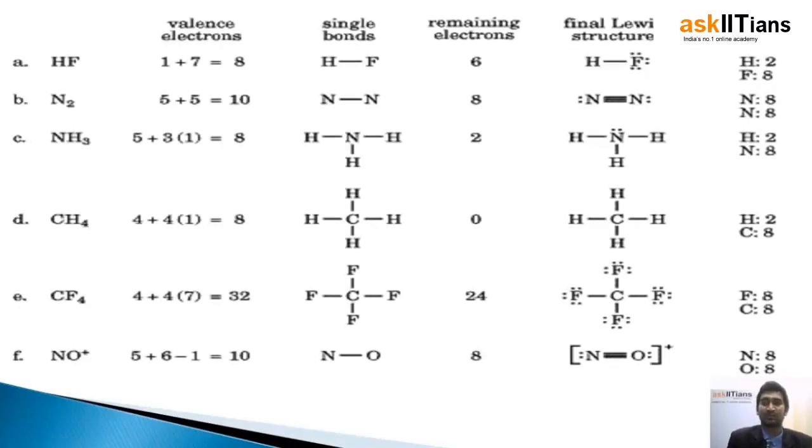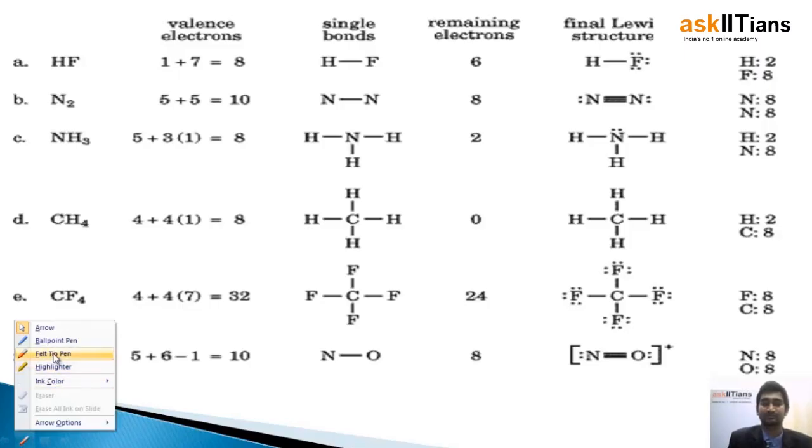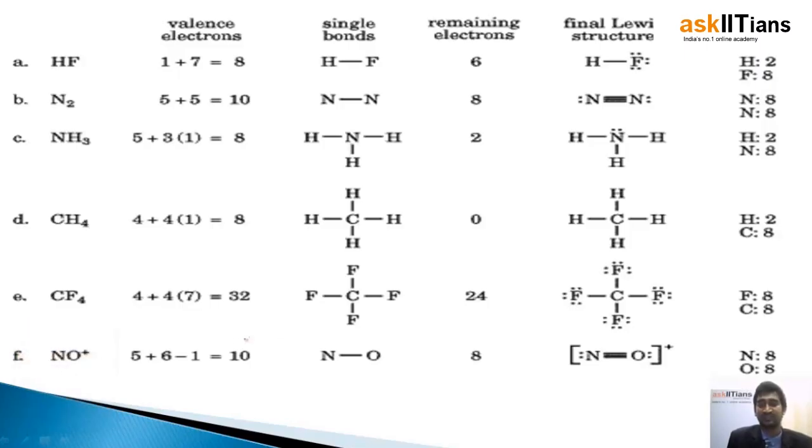These are some of the Lewis dot structures of very famous molecules like HF, N2, NH3, CH4, CF4, NO+. What I am doing is just calculating the total number of valence electrons and trying to form bonds by single bond, double bond, like that. And if these structures are possible, then okay, otherwise I am rearranging the bonds here and there. So that's what you have to do for Lewis dot structures.